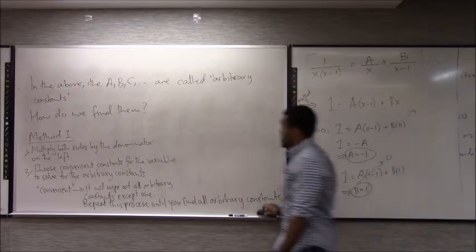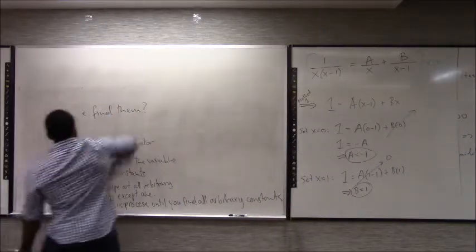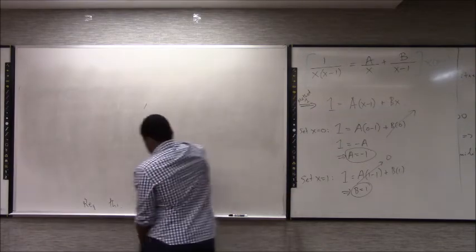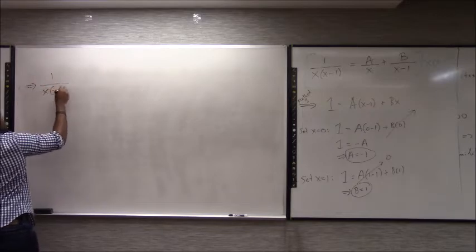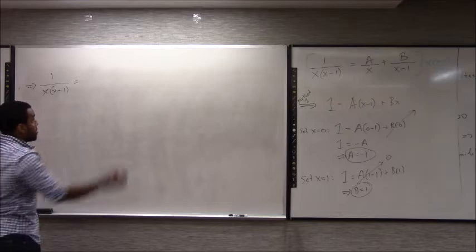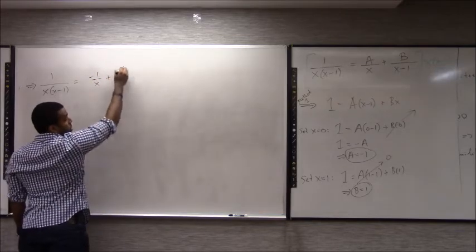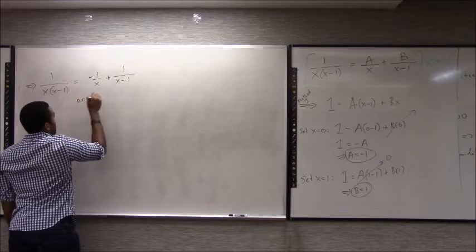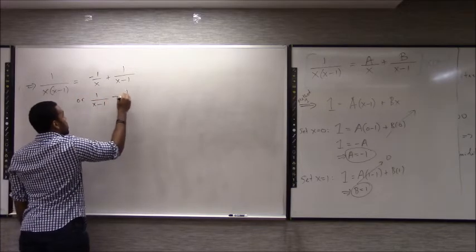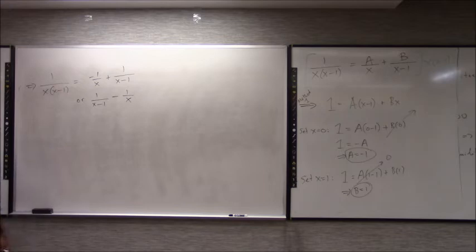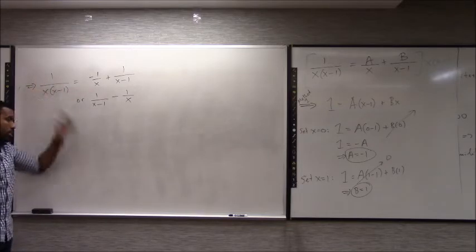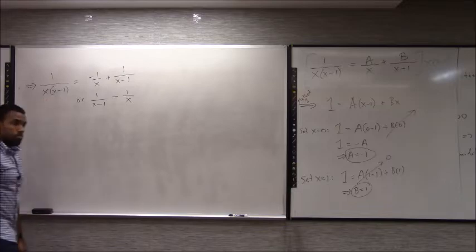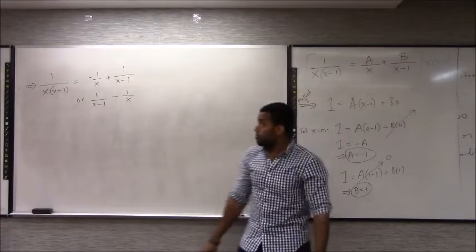And therefore, I can say one over x times x minus 1 is actually minus 1 over x plus 1 over x minus 1. Or you can write it the other way around if you don't like the minus being in front. And you can check this. You can add those two together, create a common denominator, do the cross multiplication, add them together, and you're going to get that. So these are the partial fractions.